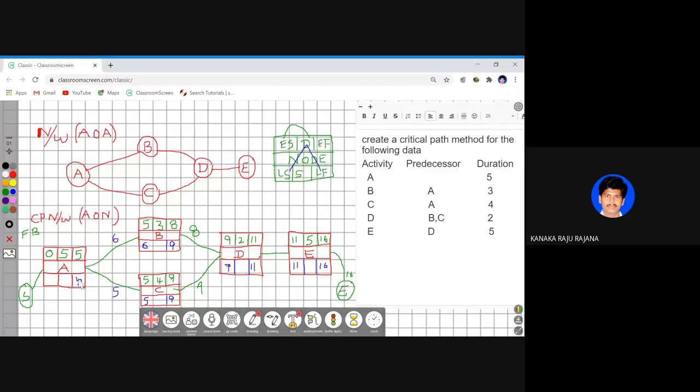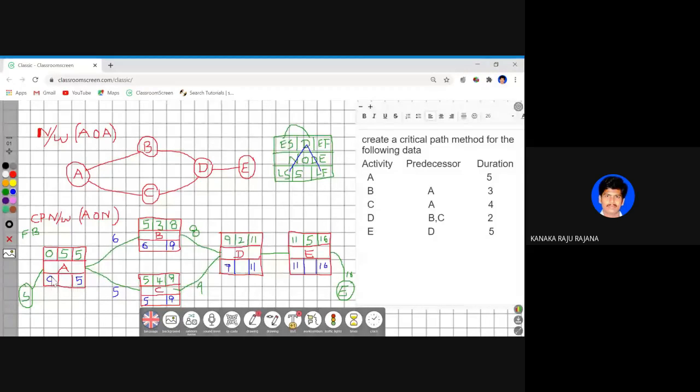Okay. So in this simple example, it will be so clear what is forward pass and what is backward pass, what the rules are in forward pass and what the rules are in backward pass. If you observe your forward pass, there in 8 and 9, we consider the maximum value of it. If you observe your backward pass, in 5 and 6, we take the minimum value of it. Okay, so 5. So 11 minus 5 is nothing but 6.